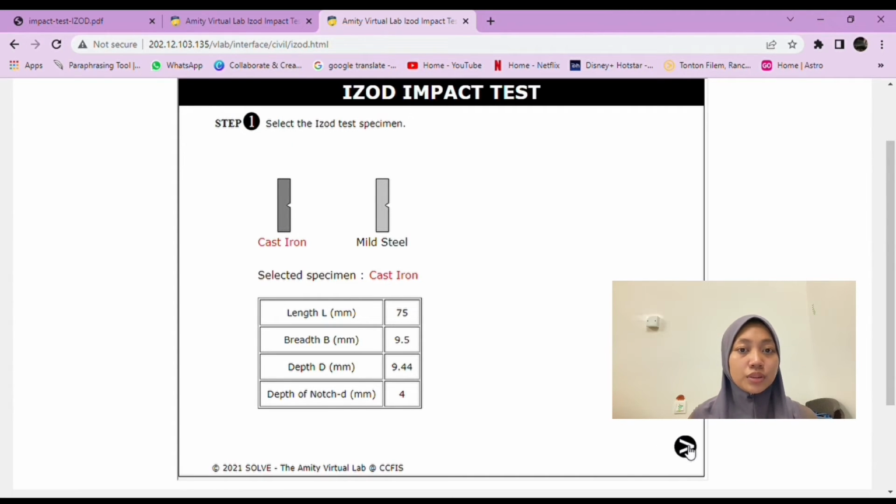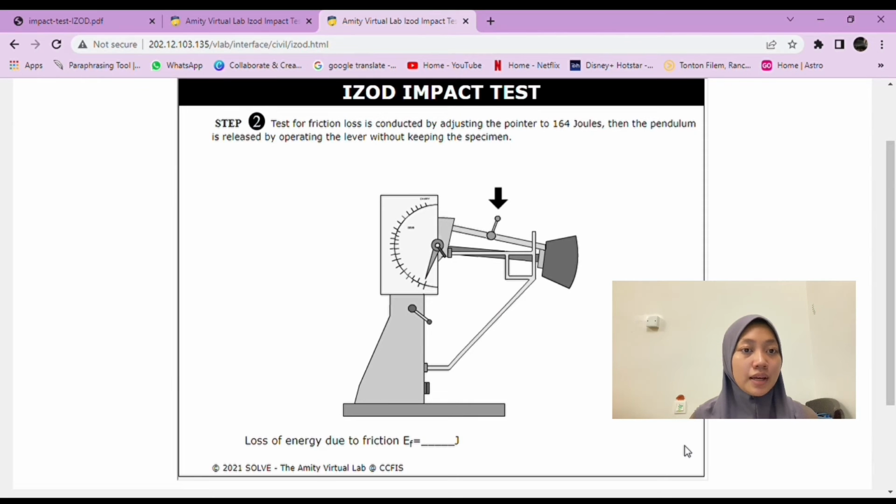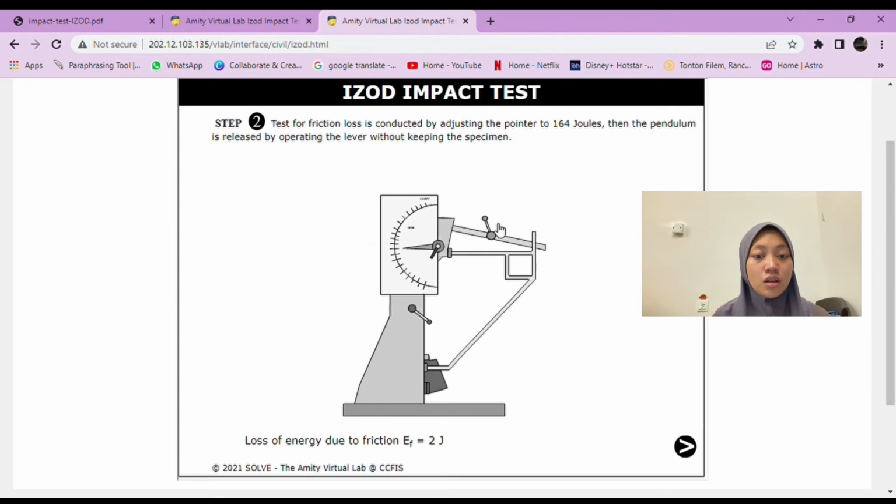Step 2, the test for friction loss is conducted by adjusting the pointer to 164 joules. Then the pendulum is released by operating the lever without keeping the specimen. So, the loss of energy due to friction equals 2 joules.